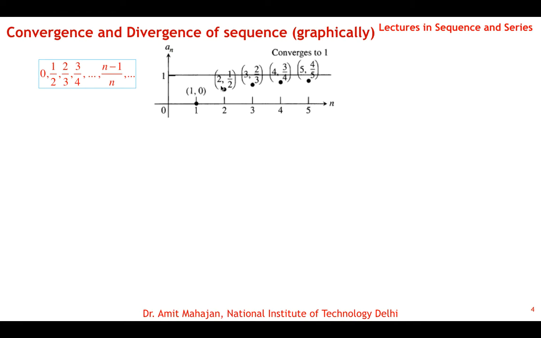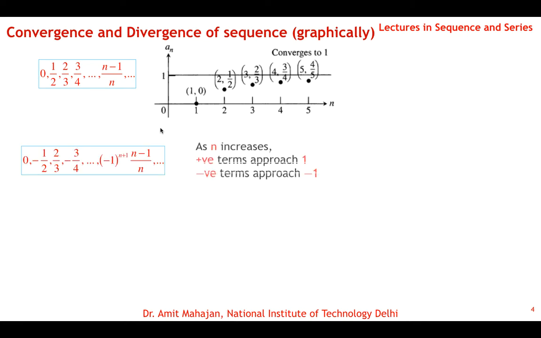Okay, so this sequence converges to 1 because when n becomes larger and larger, these elements go closer and closer to 1. Okay, so they are converging to a single finite value.